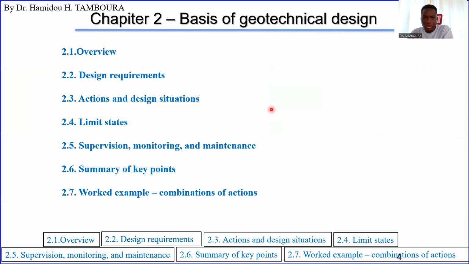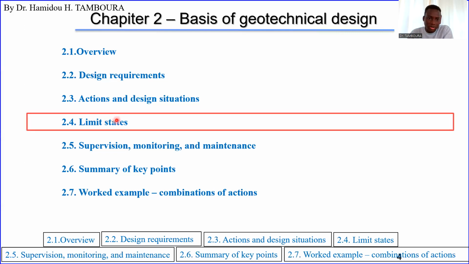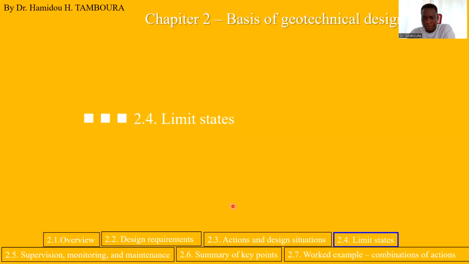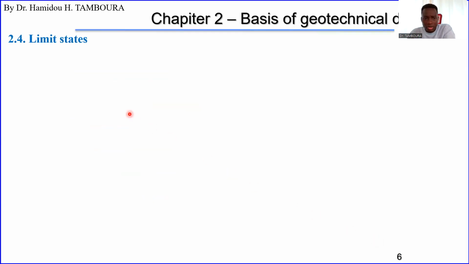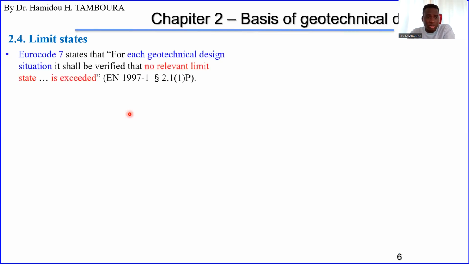So previously in this chapter, we have talked about points 1, 2, up to 3 in the previous videos. In this video, I would like to talk about limit state, mainly limit state, okay? This part is very important because it will govern the design actually. So, limit state in the design Eurocode.